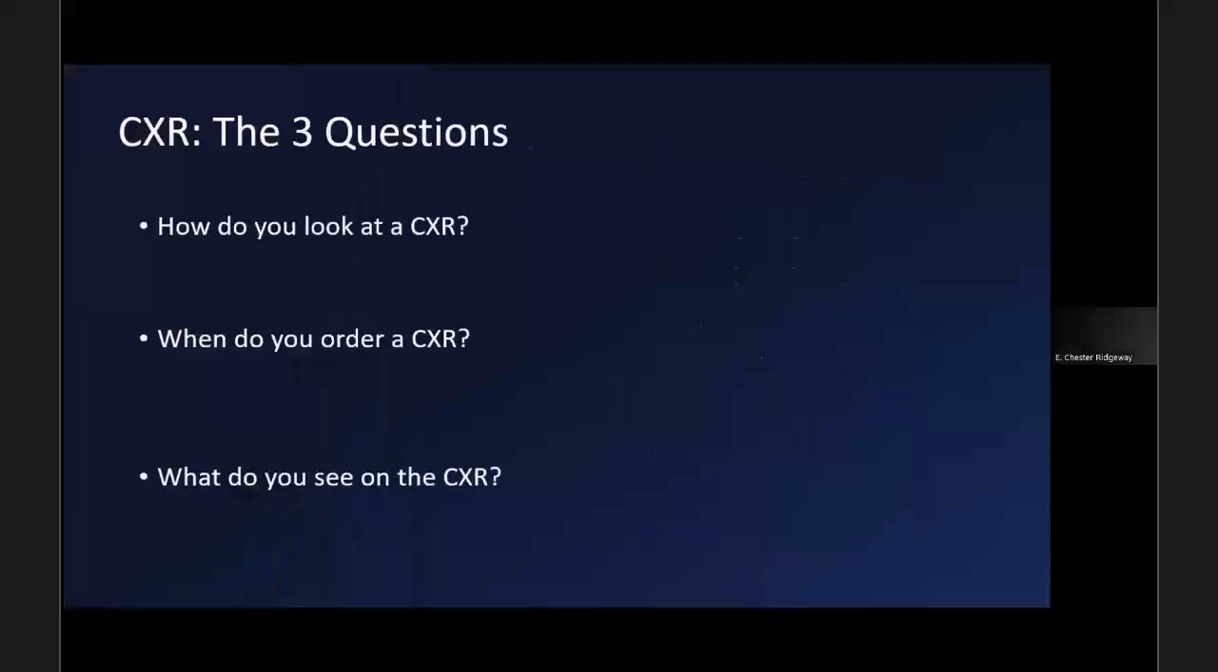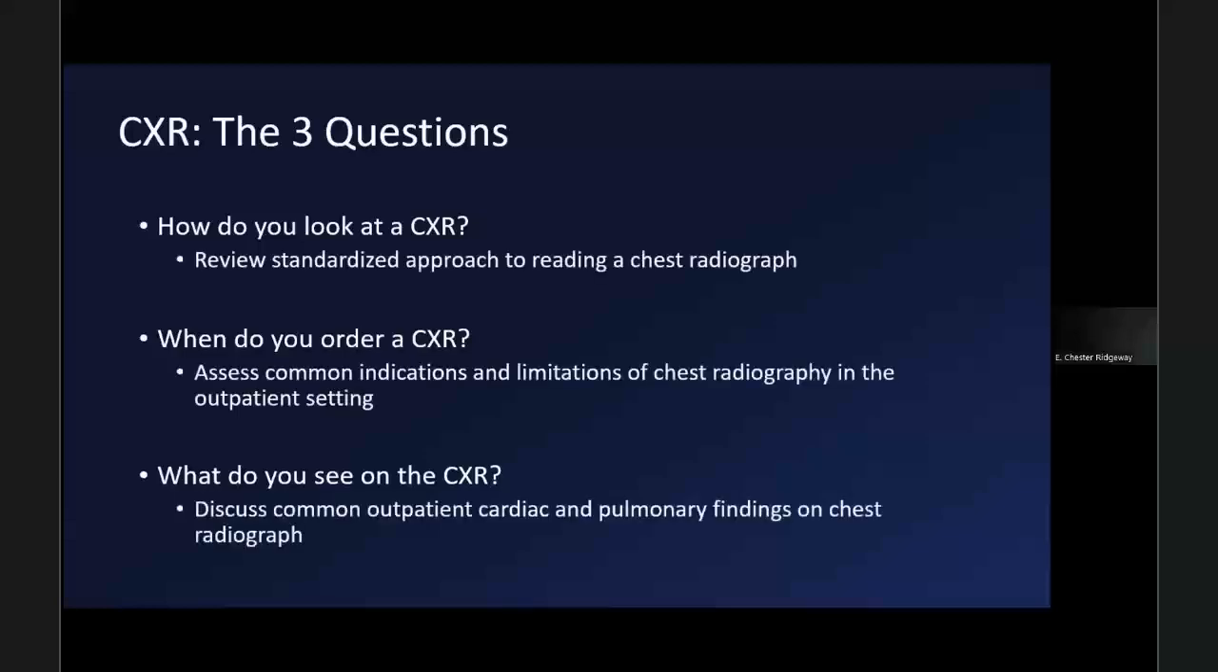So the way we're going to approach the next 45 minutes or so is we're going to ask and answer 3 questions regarding chest x-rays. First being, how do you even look at a chest x-ray? You have this black and white image in front of you. What do you do with it? Second question being, when do you order a chest x-ray? Third one being, okay, what do you see on the chest x-ray? So to answer these 3 questions, first off, we're going to review a standardized approach as to how to look and read at a chest x-ray. We're going to assess what the common indications and limitations of chest radiography is in the outpatient setting specifically. And then we're going to discuss some common outpatient cardiac and pulmonary findings that we see on chest x-ray.